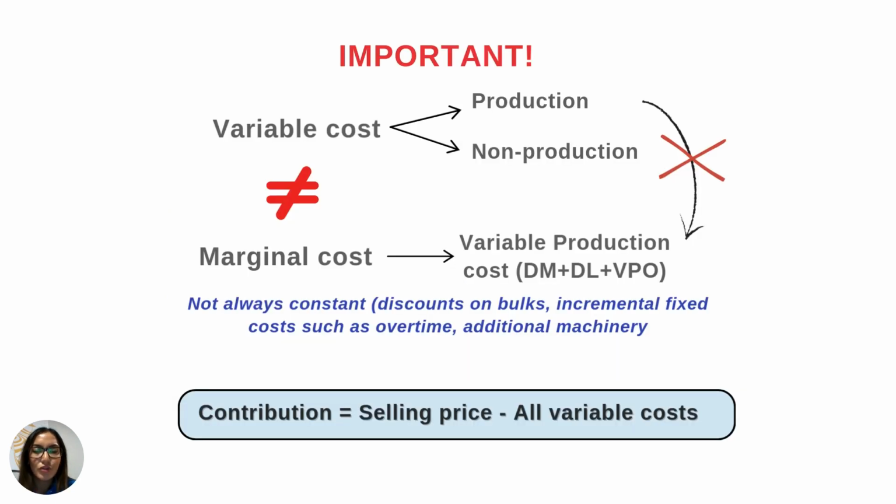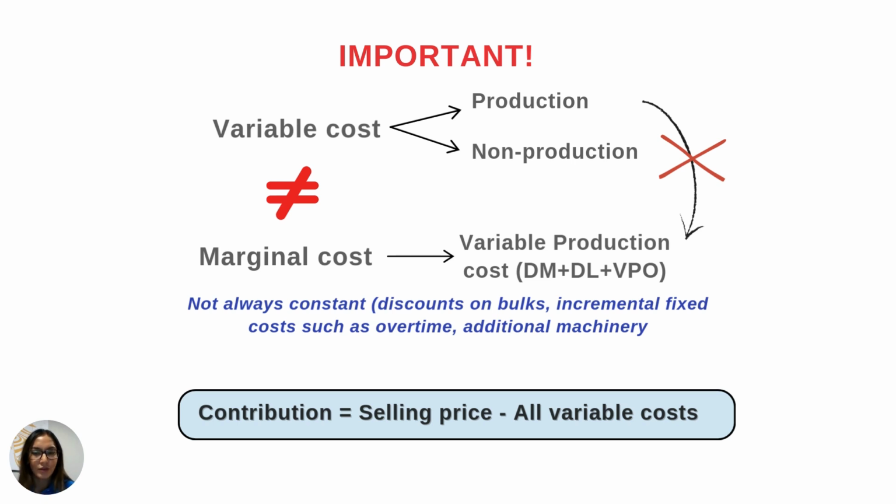The important thing that you need to understand and remember in this topic is that variable cost doesn't equal marginal cost. Variable cost can be production or non-production, and marginal cost mostly includes marginal production cost, which consists of direct material, direct labor, and variable production overhead. So variable production cost at the same time doesn't equal marginal cost. Why? Because the marginal cost is not always constant.